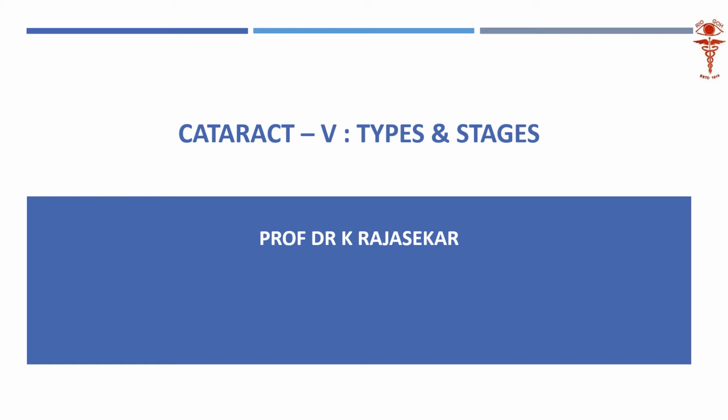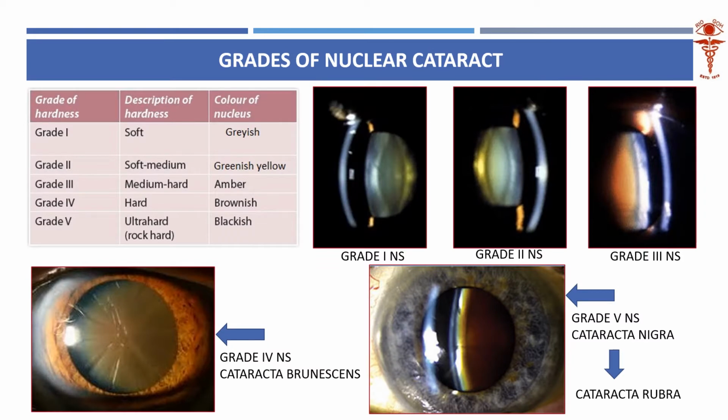So as we have seen a cortical cataract, the stages of a cortical cataract and how it evolves from the early stages to the advanced stages and leads to complications, even complications like phacolytic and phacomorphic glaucoma. Now we go through the story of nuclear cataract. Nuclear cataracts are basically cataracts formed in the central portion of the lens.